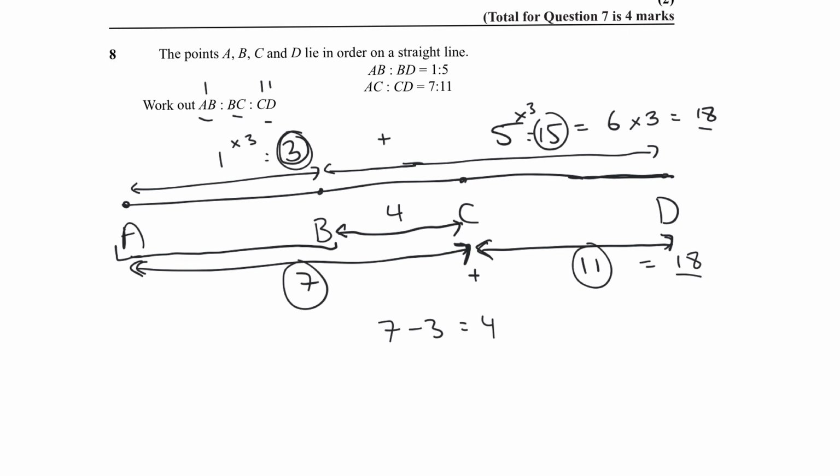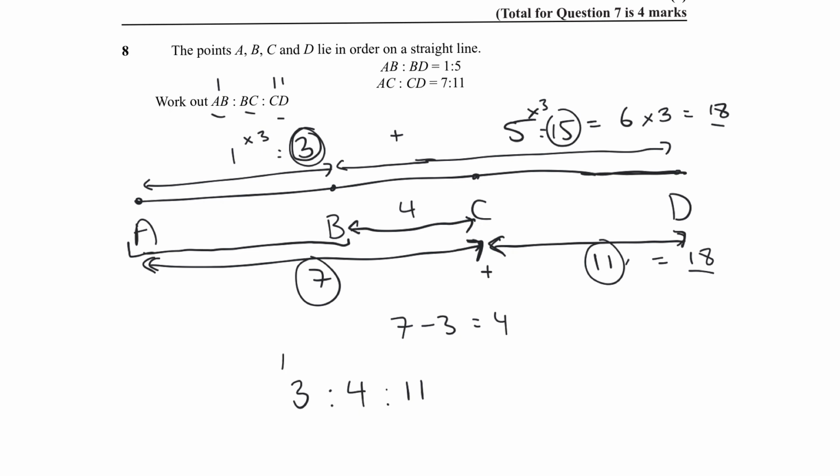So now that we know what B to C is equivalent to, A to B with our new values was 3. B to C was 4. And C to D was just still 11. And that's it. And then you can just show this: A to B, B to C, C to D.